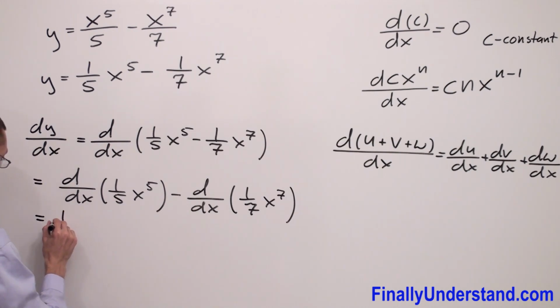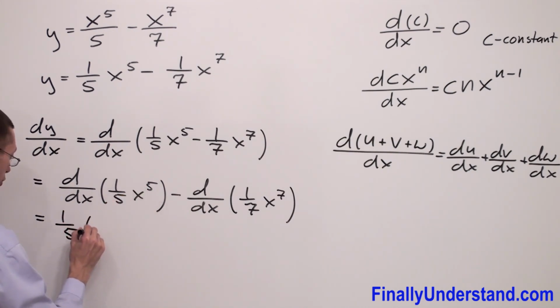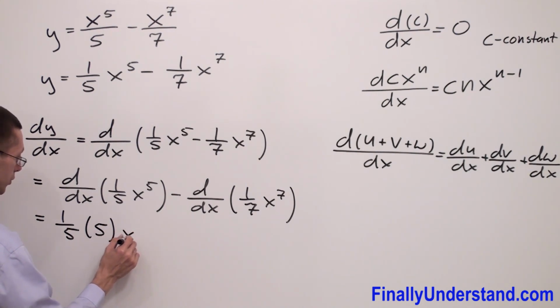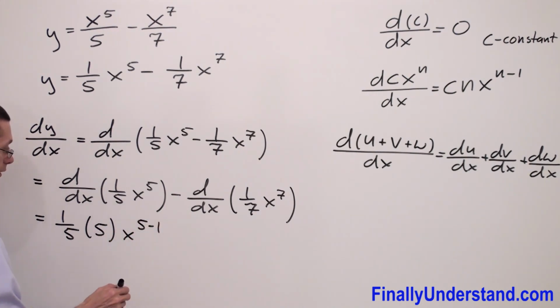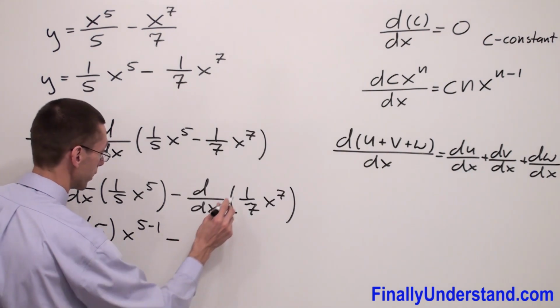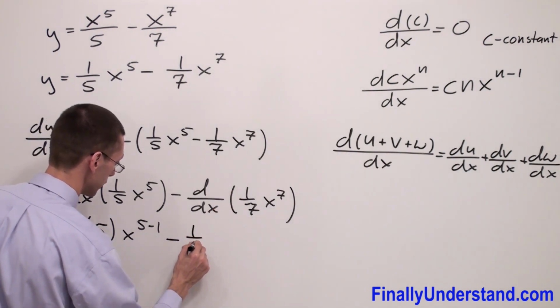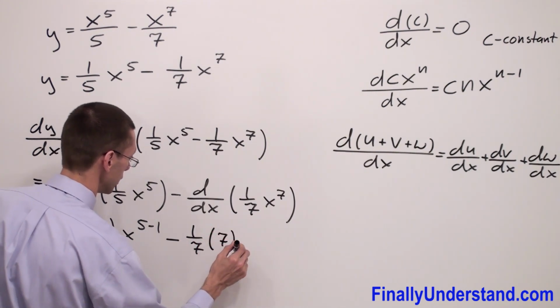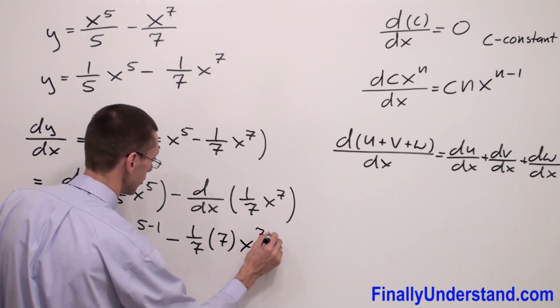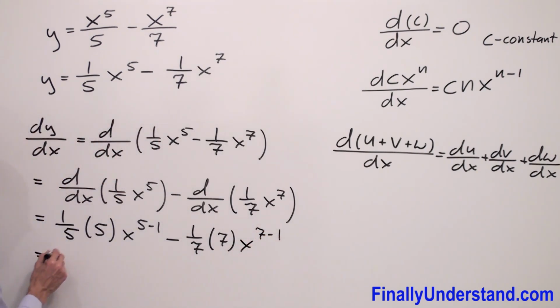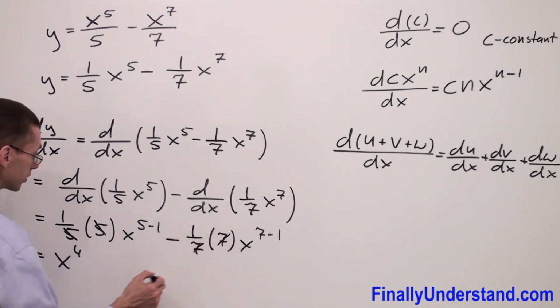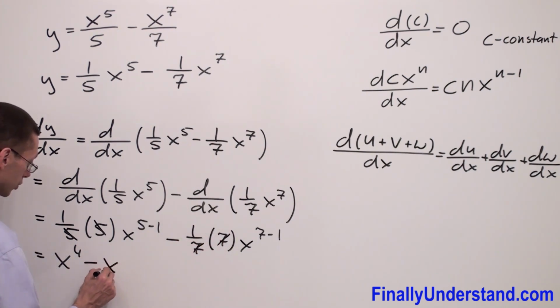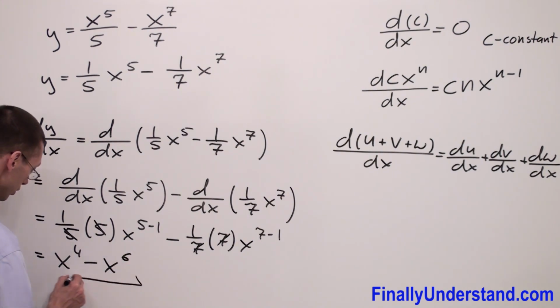Okay, so this is equal to, the constant comes down, so I have 1/5 times the exponent 5, and I have x to the 5 minus 1, minus my constant 1/7 times the exponent 7, and I have x to the 7 minus 1. So this is equal to, 5 and 5 will cancel out, and I have x to the 4th power, 7 and 7 will cancel out, minus x to the 6th. This is the solution to my problem.